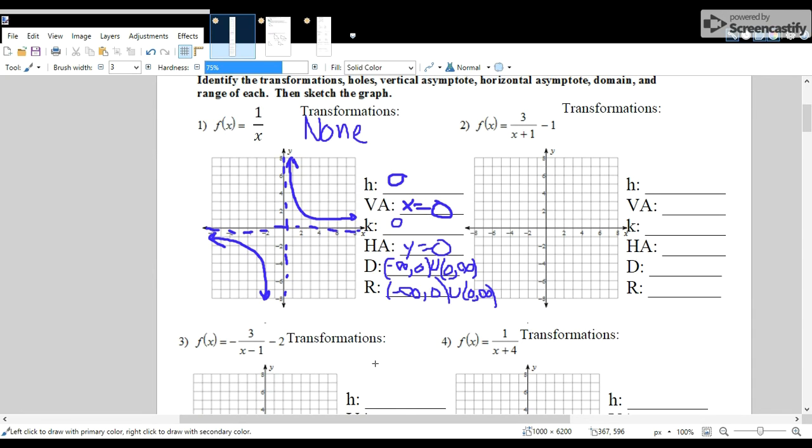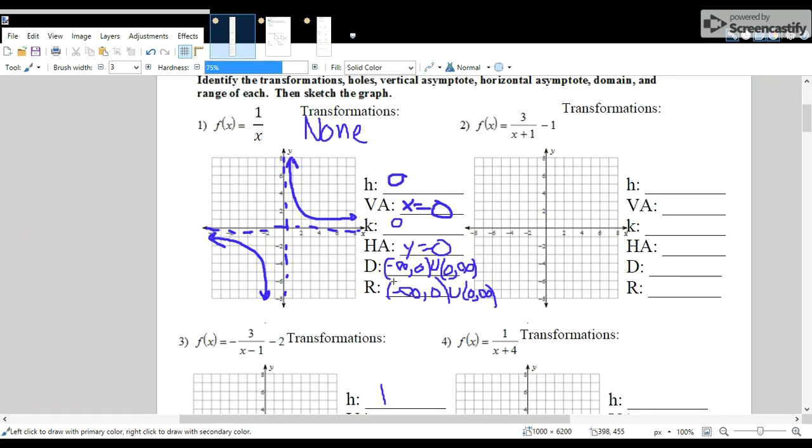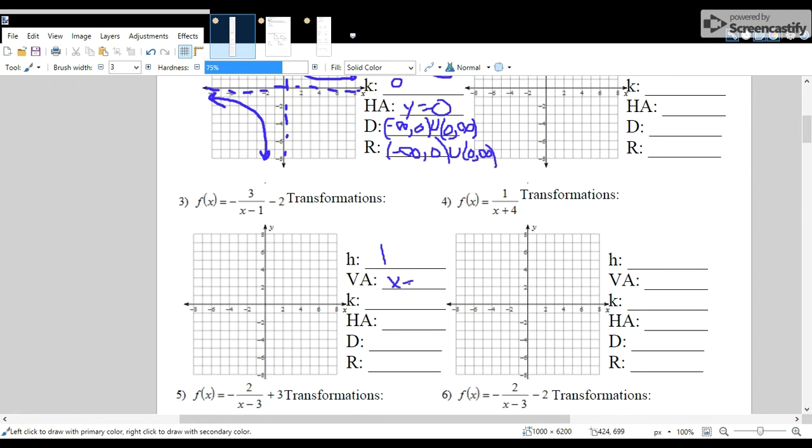Let's look at another one. Let's look at number 3. So our h is 1. So that means our vertical asymptote is at x equals 1. K is negative 2. So y equals negative 2. Notice there's a negative sign out here. So instead of the first and third quadrants, the graphs will be in the second and fourth quadrants.